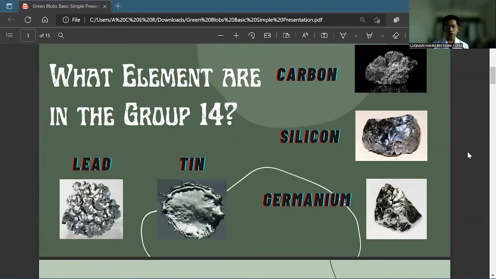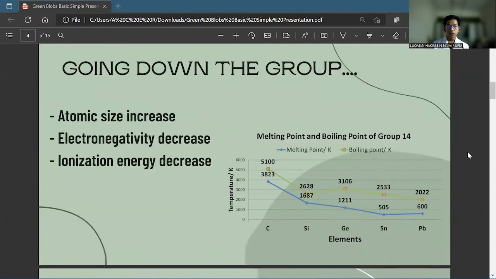So what elements are in group 14? There are 5 elements, which are carbon, silicon, germanium, tin, and lead. Going down the group, the atomic size increases, the electronegativity decreases, and the ionization energy decreases as well.